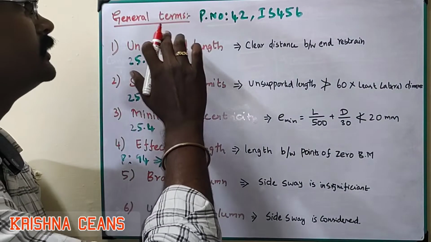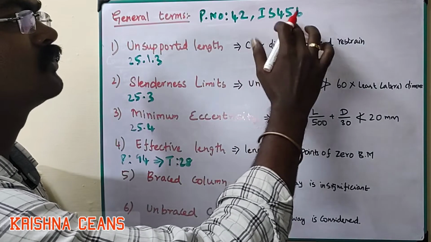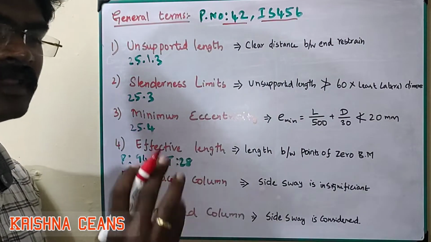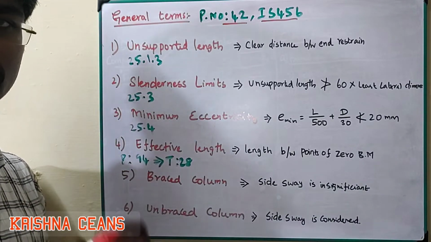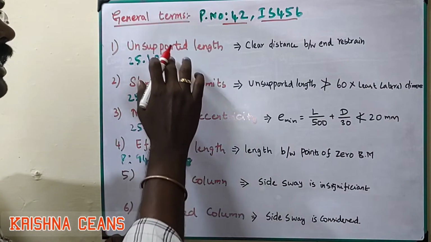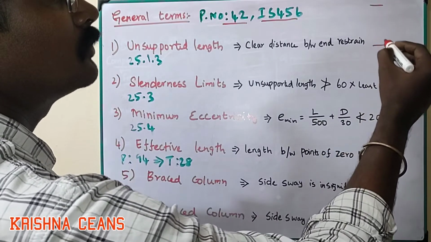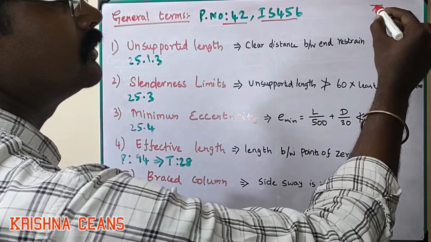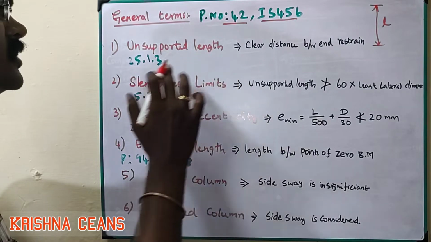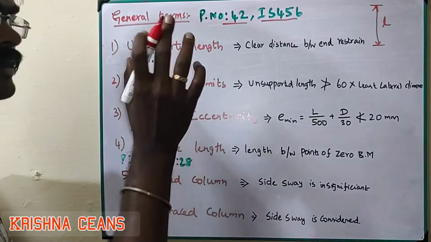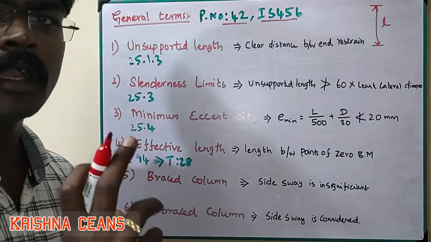Next we will see the general terms used in the design of columns, which are mentioned in IS 456 page number 42, everything related to the design of columns. These are the terms we have to know before starting the design of columns. The first one is unsupported length. For a vertical member, the clear distance between floor to floor, this distance we call L. That unsupported length is mentioned in clause 25.1.3, on page number 42. The clear distance between end restraints we call the unsupported length.